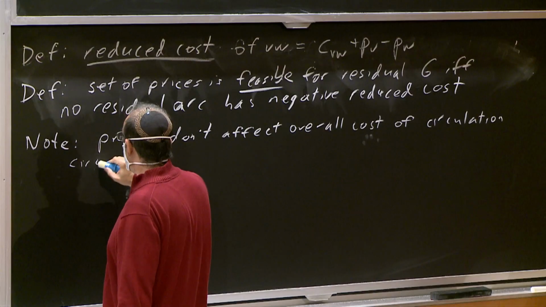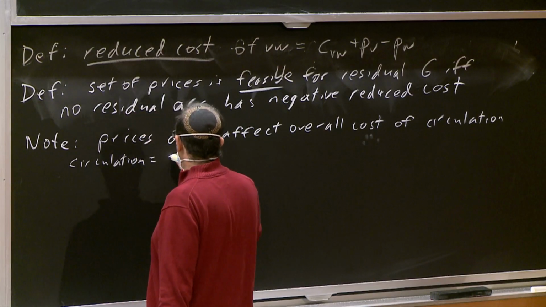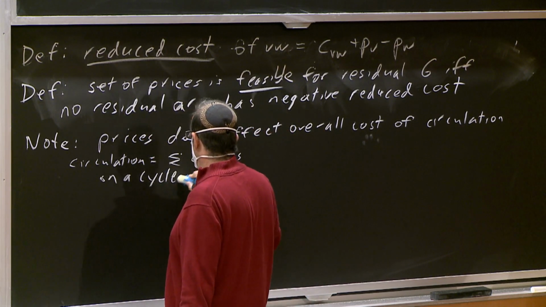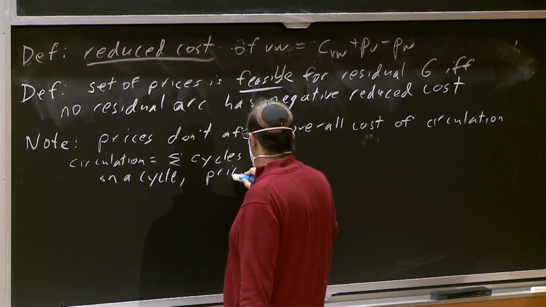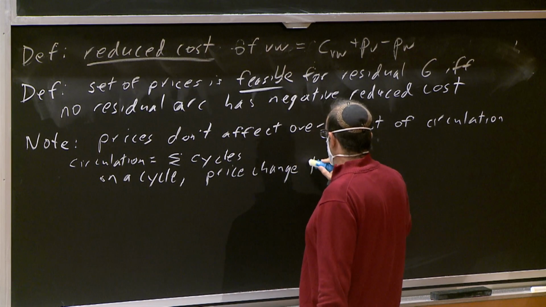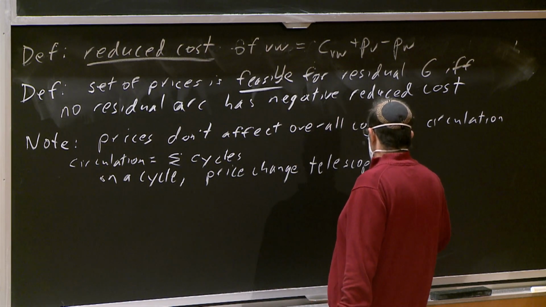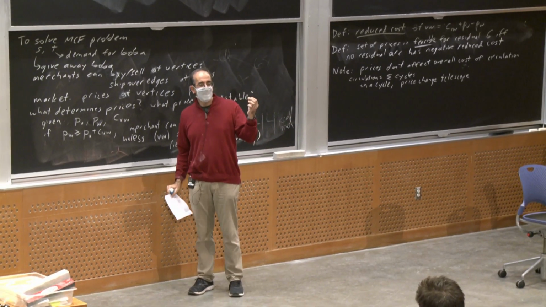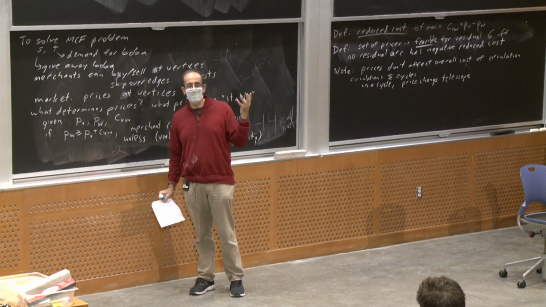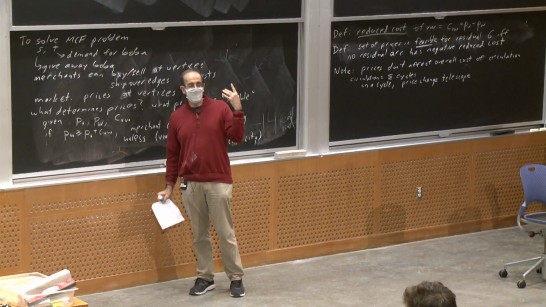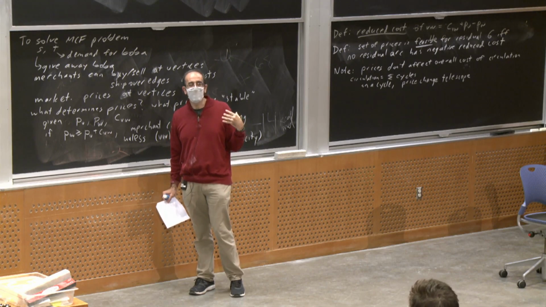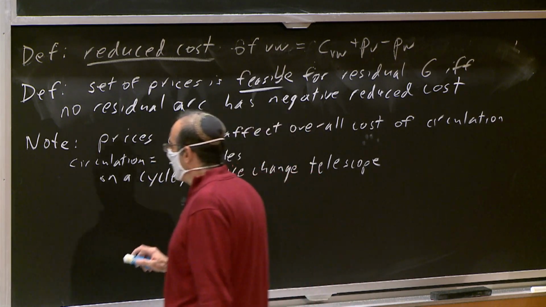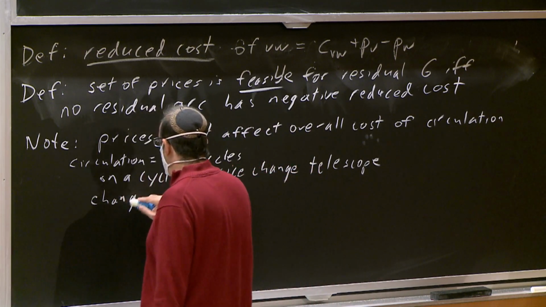Exactly. So the point is that a circulation is a sum of cycles. And on a cycle, the price changes telescope. Right? Essentially, if you buy something and then ship it around a cycle and then sell it back where you bought it, obviously the price along the way didn't matter, right? And you pay the same amount for the shipping. Okay? So putting in these prices doesn't change the cost of a circulation at all.